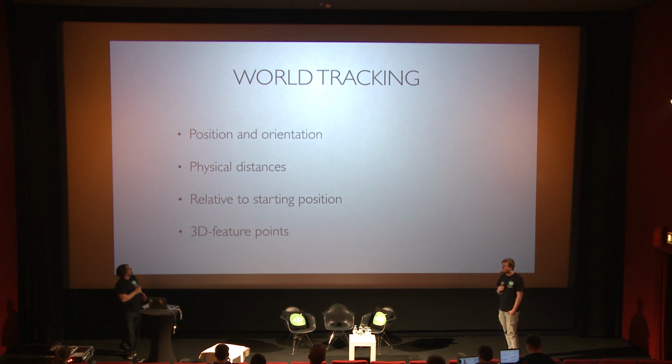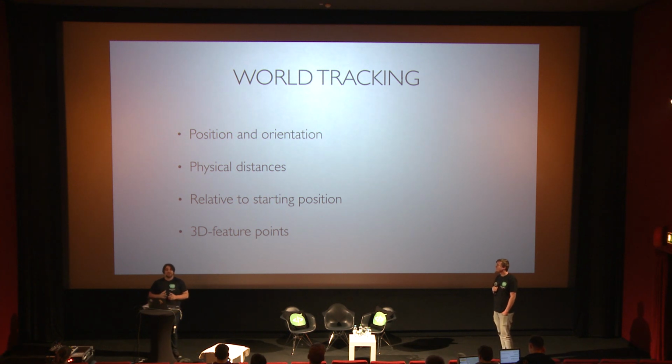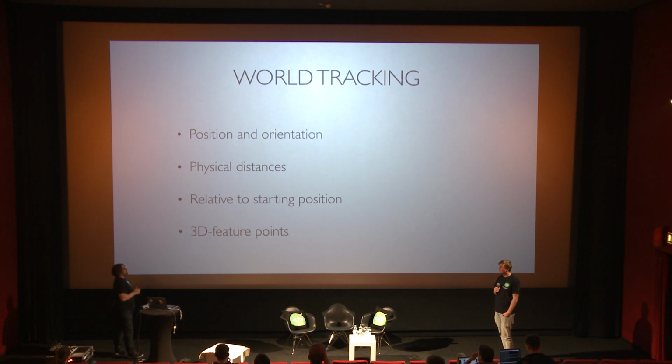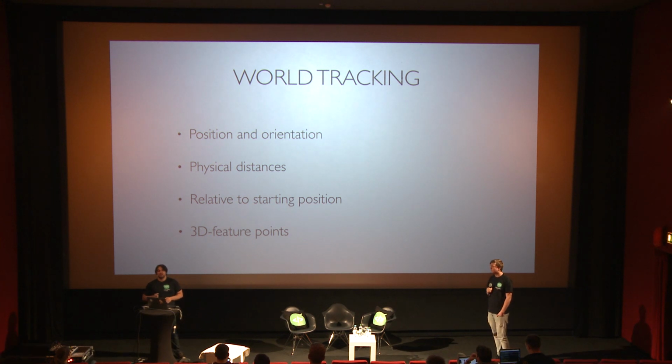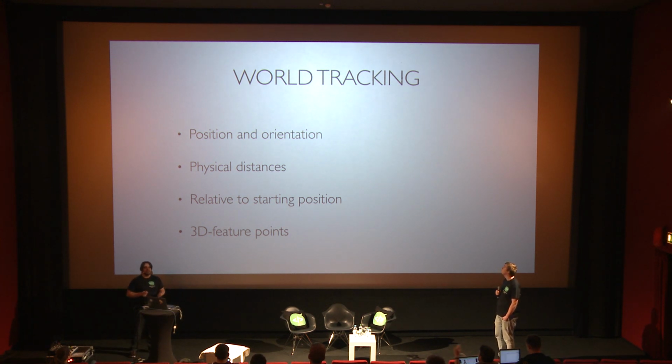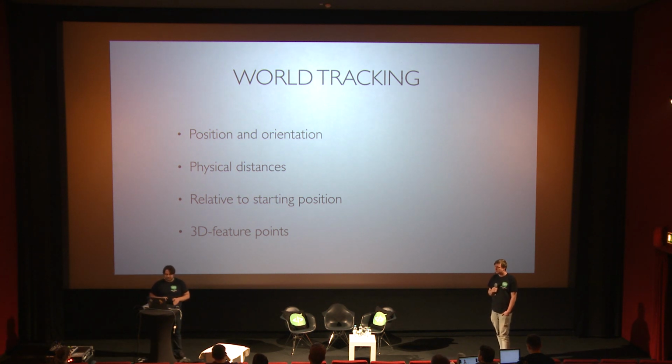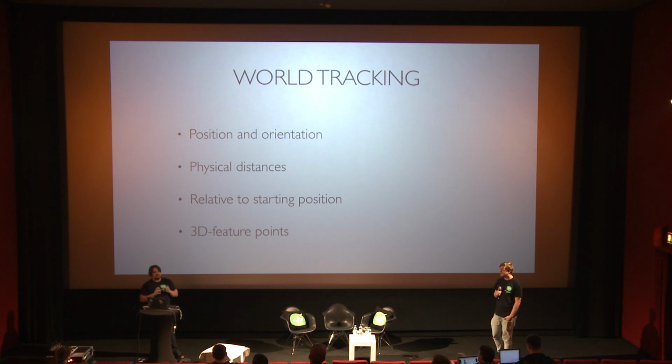World tracking is about position and orientation, about physical distance. For those of you who have 3D experience, we usually use virtual units. So with ARKit, every unit has a very specific physical distance of 1 meter. So whenever you're working with ARKit, and you say, for instance, this vector has 2, 4, 6, so it's 2 meters, 4 meters, 6 meters. So in ARKit, everything has a physical distance.